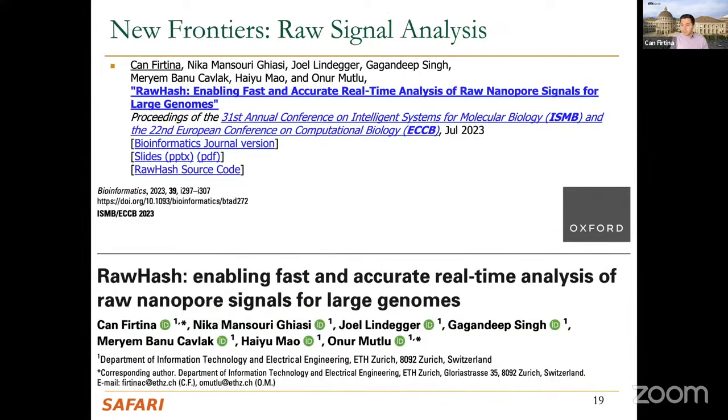Since we are excited about the opportunities that nanopore sequencing provides, we also published several works, such as RawHash. RawHash essentially analyzes the raw signals in real time and makes these decisions in real time as well, so that we can effectively and efficiently use nanopore sequencing for these real-time decisions. If you are interested in learning more about this field, you can take a look at this paper.